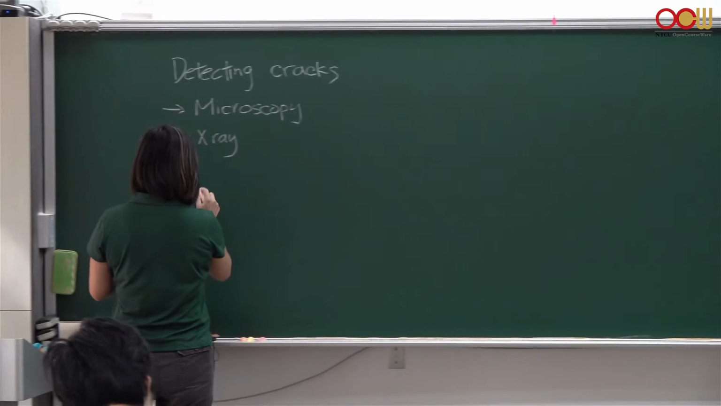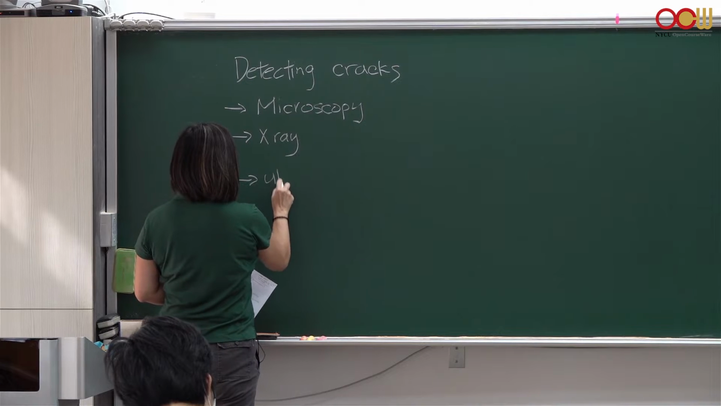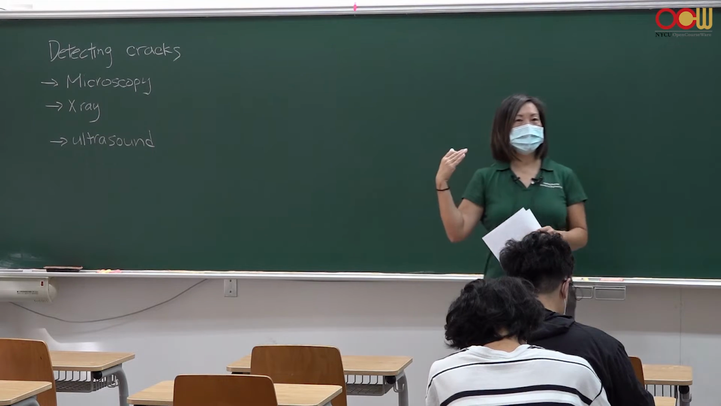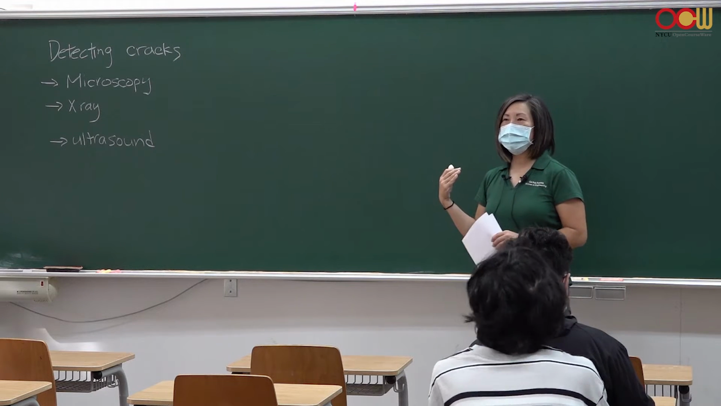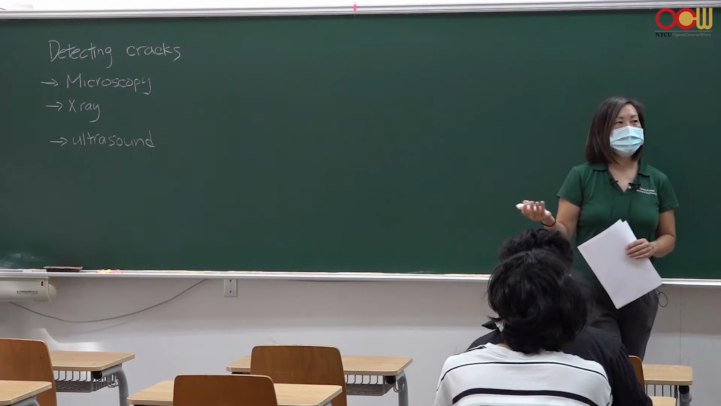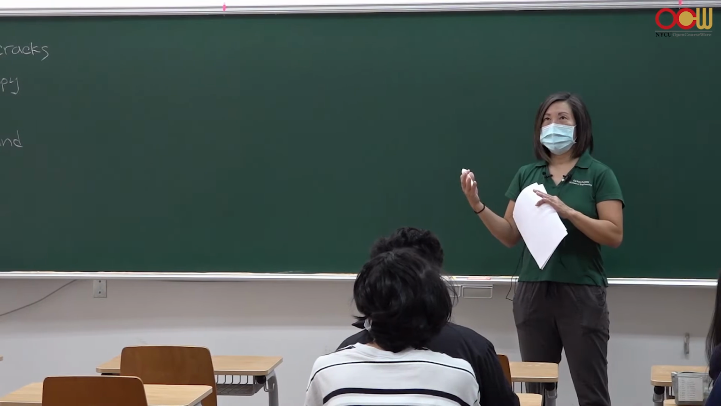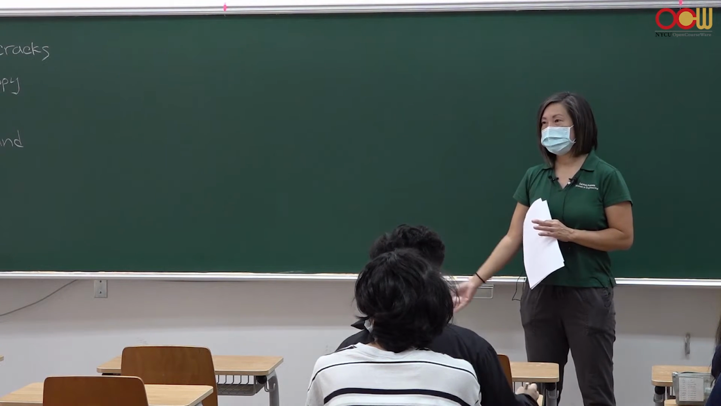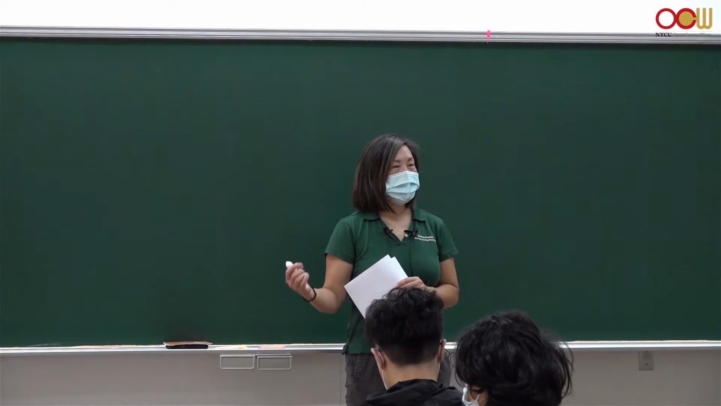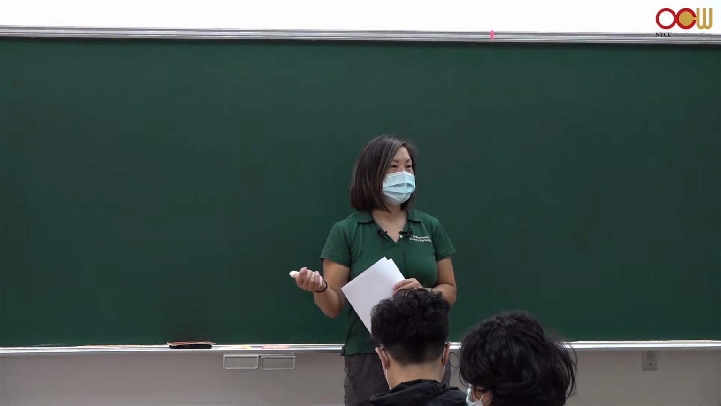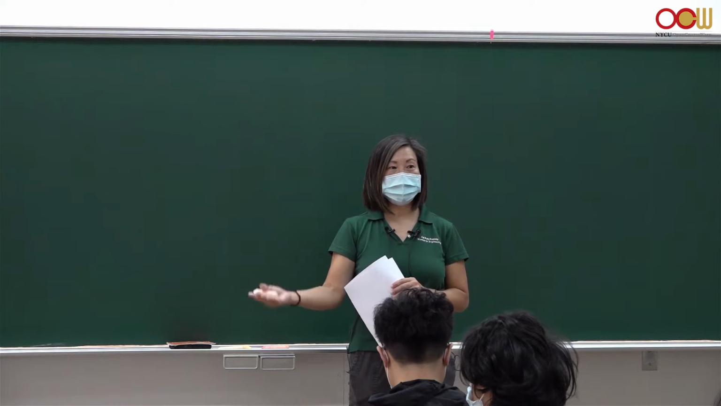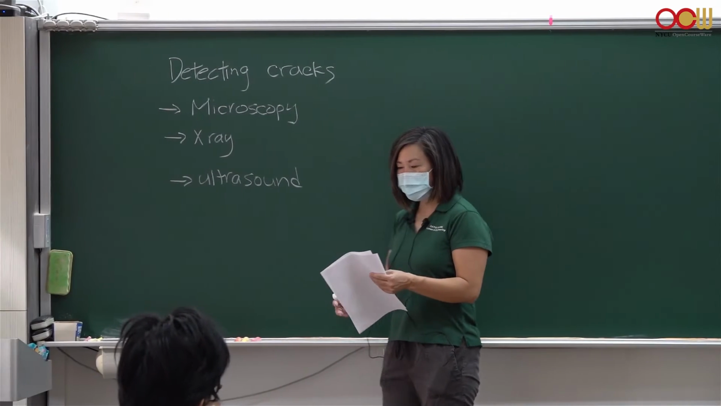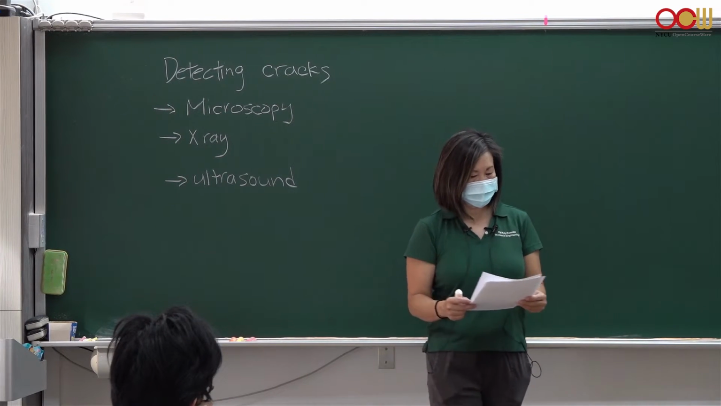So another way is ultrasound. So you use sound. Ultra just means beyond the range of hearing. So you use a frequency that's beyond the range of hearing, and you can see whether the material reflects or transmits the sound. And you could detect holes or defects within the material by the way the sound is either reflected or transmitted. All right, so those are some of the ways that cracks can be detected.